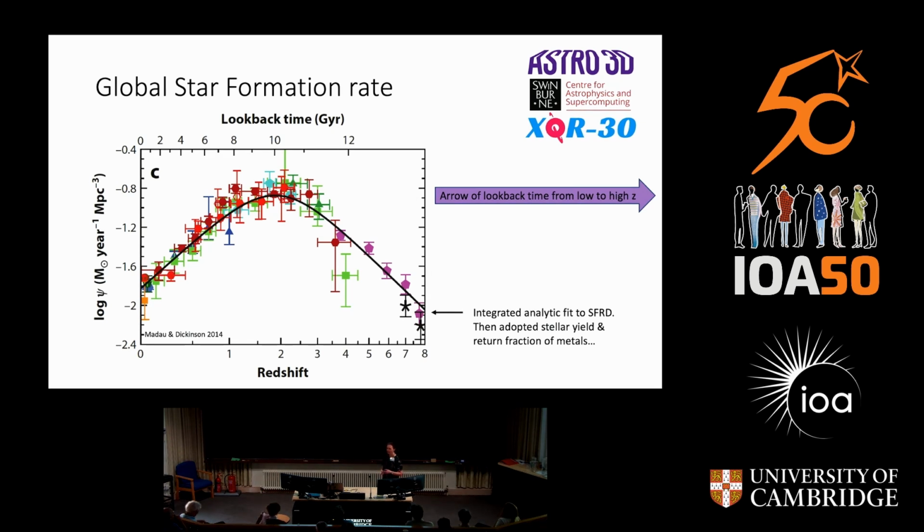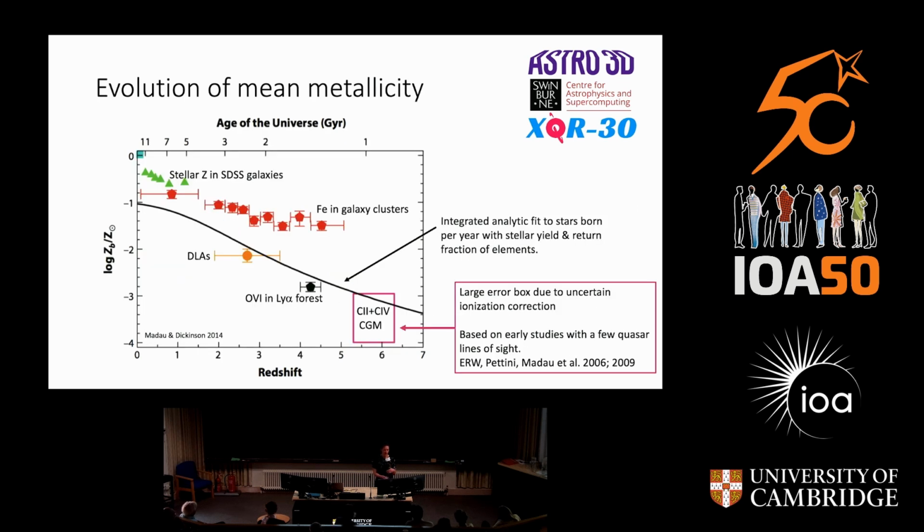Steve showed this diagram already. It's from 10 years ago from Madau and Dickinson, showing the star formation rate density. We know from all the fabulous work that has been going on with JWST that this continues to decline, maybe not as quickly as we originally thought. But the status quo 10 years ago is that if you take this black line, do an integrated fit, and assume an adopted stellar yield and a return fraction of metals, you can reproduce what is known as the evolution of mean metallicity in the universe.